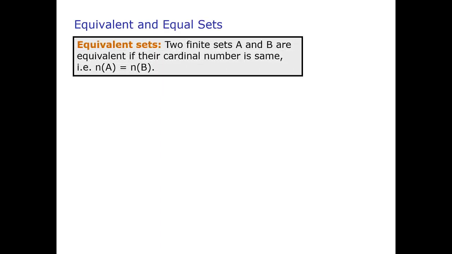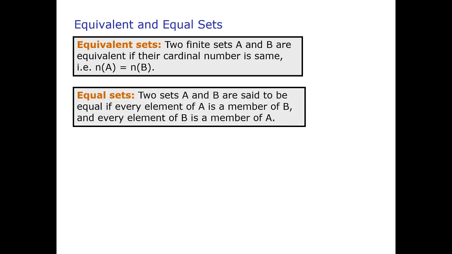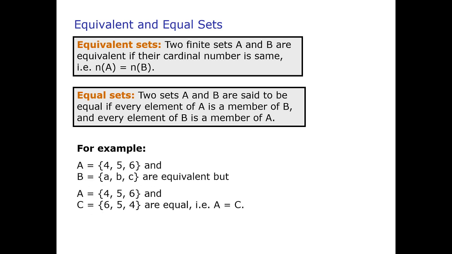Now another example, equivalent or equal sets. Two finite sets A and B are equivalent if their cardinal numbers are the same. Cardinal number means the number of elements is the same. Equal sets: two sets A and B are said to be equal if every element of A is a member of B and every element of B is again a member of A. For example, A and B are equivalent and A and C are equal sets.